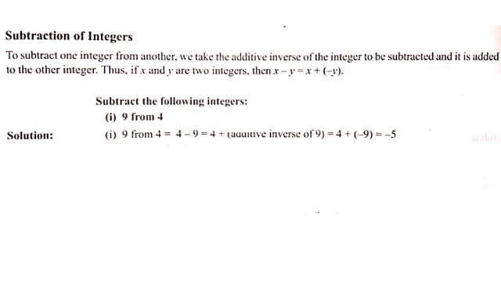So, subtract the following integers. Let's give an example like 9 from 4. Here, when the word "from" comes, you should take the number which comes after "from", like from 4. So 4 minus 9. As I said before, 4 minus 9 is equal to 4 plus the additive inverse of 9, which is equal to 4 plus minus 9, which is minus 5. So the answer is going to be minus 5.